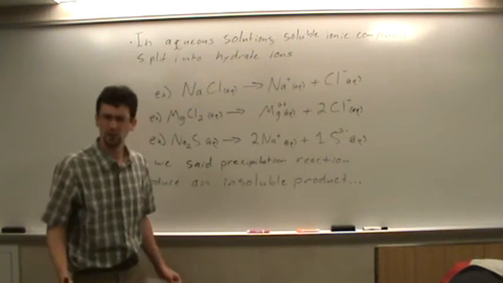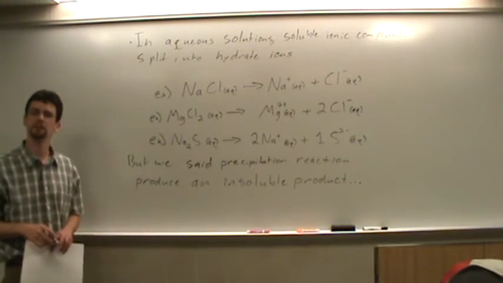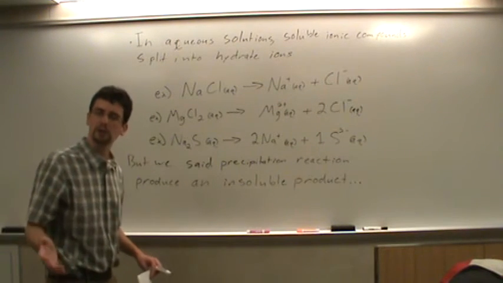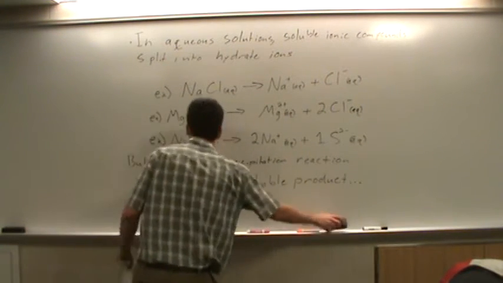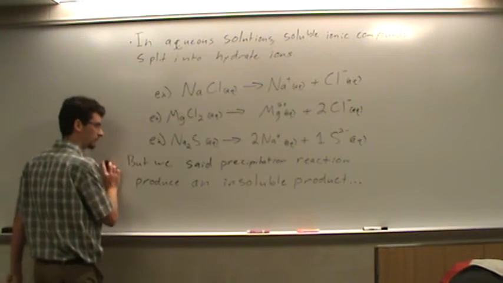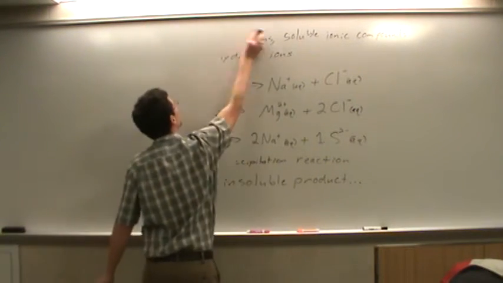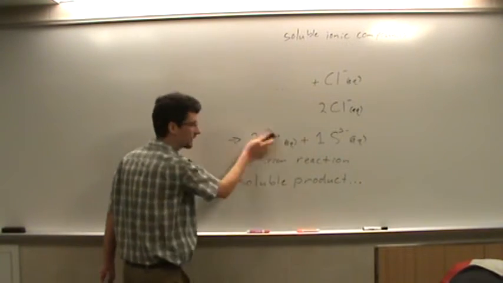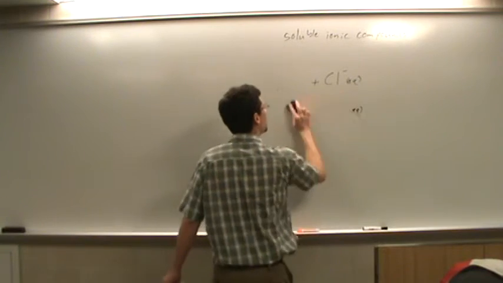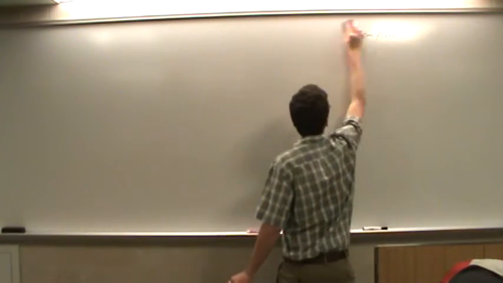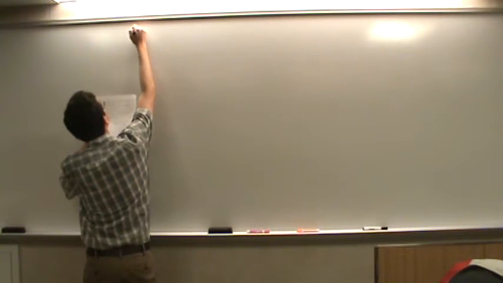So how do we know what's going to be soluble and what is going to be insoluble? Well, there is a set of rules that we can utilize to figure out what is soluble and what is insoluble. These are known as the solubility rules. So what we're going to do now is go through these solubility rules and try to figure out what will crash out of solution and what will remain soluble in solution.